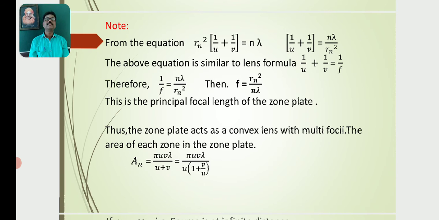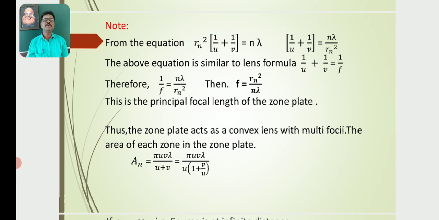Note from the equation, Rn square into 1 by U plus 1 by V is equal to n lambda. Further, 1 by U plus 1 by V is equal to n lambda by Rn square. The above equation is similar to the lens formula, 1 by U plus 1 by V equal to 1 by f. Therefore, 1 by f is equal to n lambda by Rn square. Then f is equal to Rn square by n lambda. This is the principal focal length of the zone plate. f is equal to Rn square by n lambda. This is the expression for the principal focal length of the zone plate.